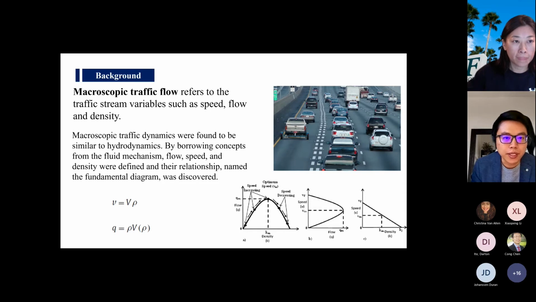Even under the connected autonomous vehicle environment, we're going to need the traffic flow model to support the understanding of urban mobility, and then to design the control plan and trajectory control plan for those smart vehicles. Here, macroscopic traffic flow refers to traffic stream variables such as speed, flow, and density. In the early stage, traffic dynamics were found to be very similar to hydrodynamics. So researchers in transportation borrowed concepts from fluid mechanics and used that theory to develop what we call the fundamental diagram to represent the correlation among flow, density, and speed. That is the early stage of work in macroscopic traffic flow theory.